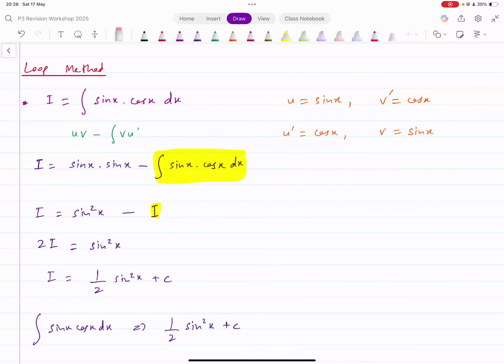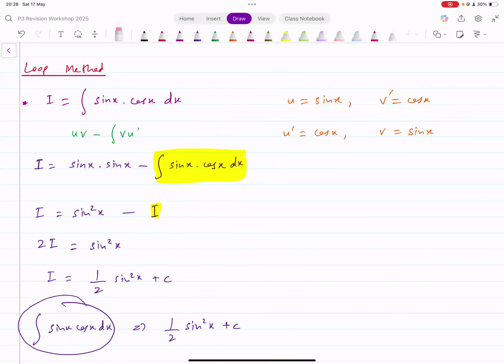You could say this is I. That's what we want to evaluate. So I equals this thing. Now we are getting that same thing here. So this is also I. So we could replace this with I here now. So we have I equal to sine square x minus I. What were we trying to find out? We were trying to evaluate I here. So what we do now is we make I the subject. So it becomes 2I equals sine square x, and then I equals half sine square x. And that means the integration of sine x into cos x is half sine square x.